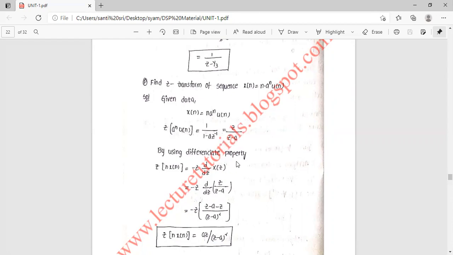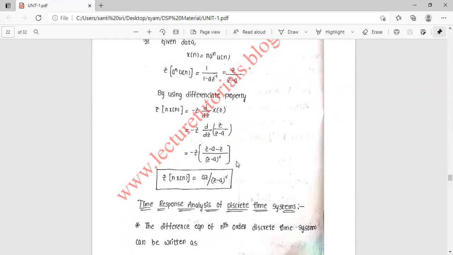So by using the differentiation property, the transform of n into x of n equals minus z into d by dz of X of z. This is the differentiation property. So it is equal to minus z into d by dz of z by z minus a.